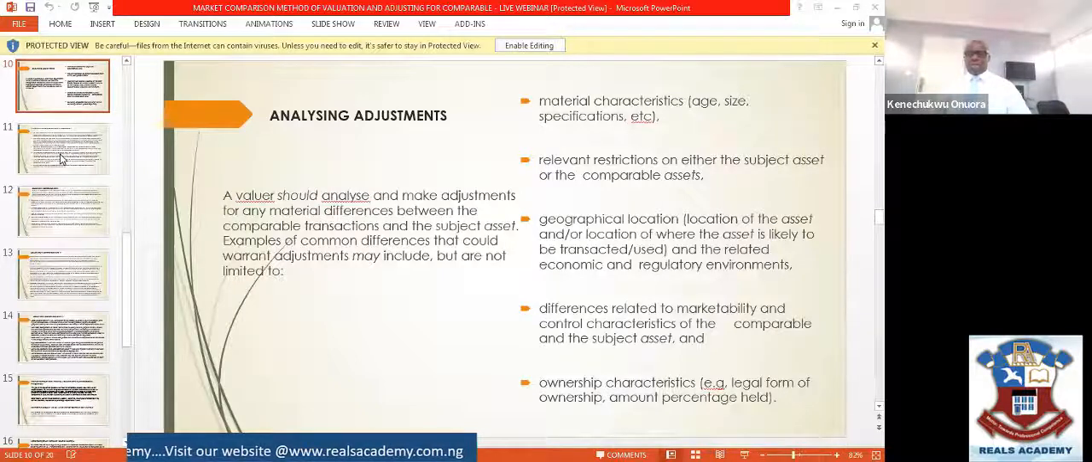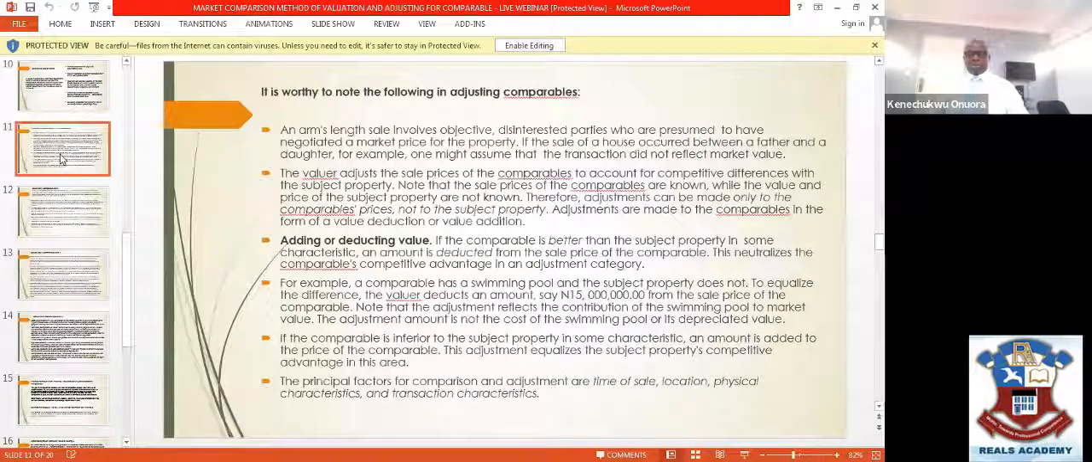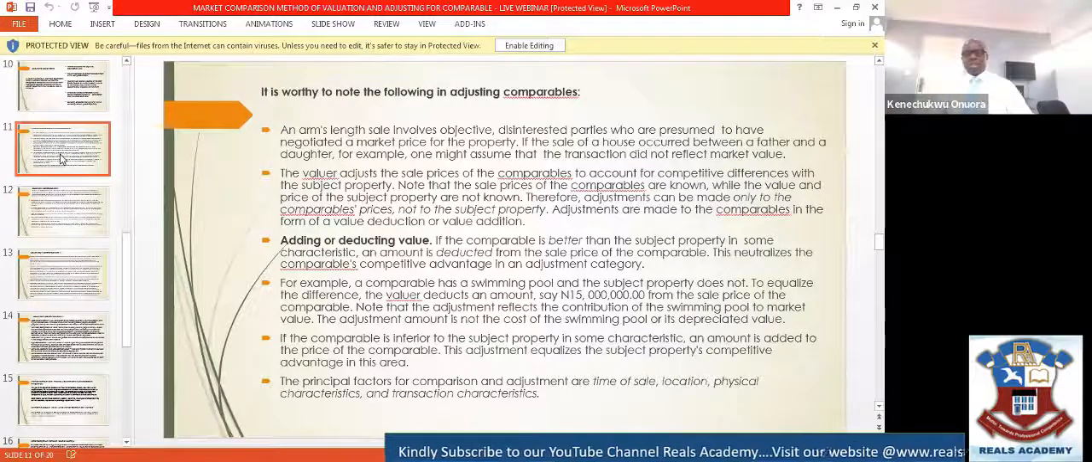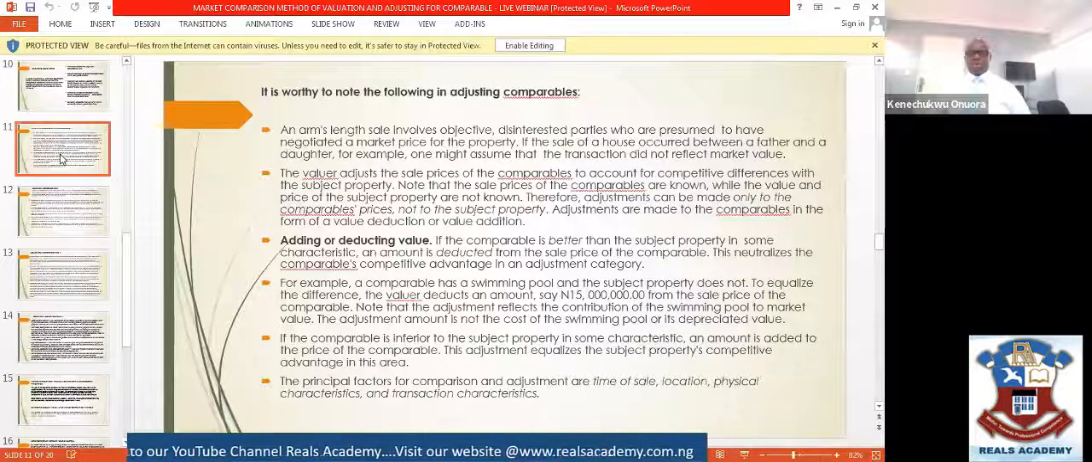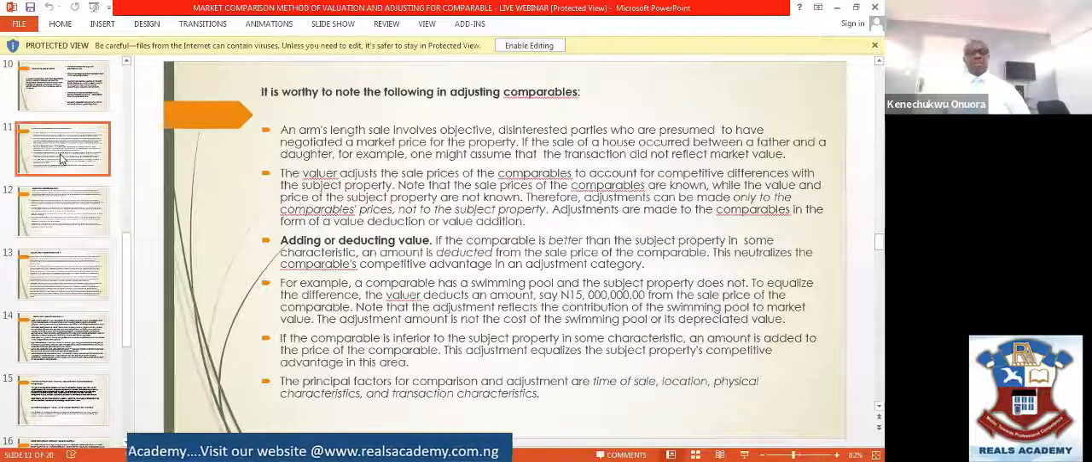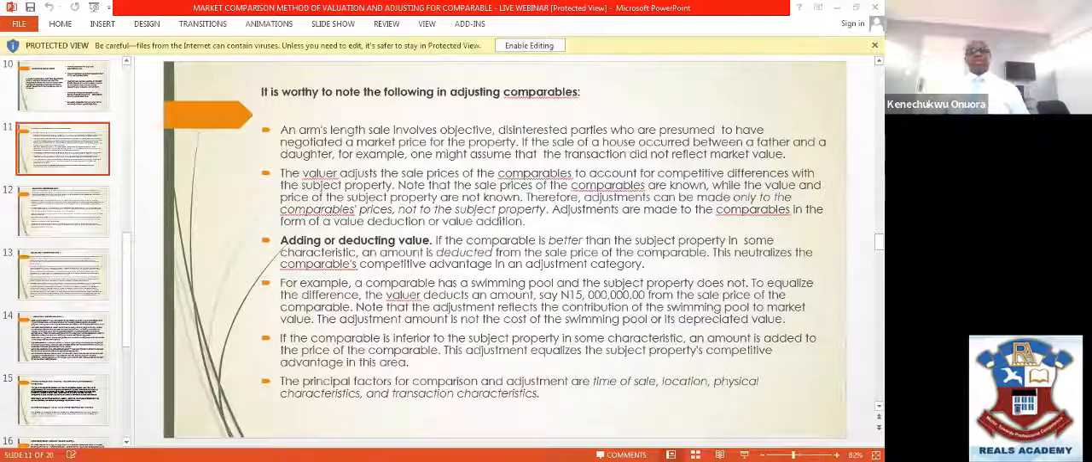Further, it is worthy to know the following in adjusting comparables. Some of these things I've mentioned before, I'm saying them again, I'm repeating many of them because these are really the parameters and the core things you need to have in mind. So in adjusting for a comparable, it must be an arm's length sale. There must have been negotiation from 2 independent parties, people that do not know themselves as regards the transactions. Friend to friend cannot be adopted for your comparable if the property is sold from friend to friend or maybe doing a favor.